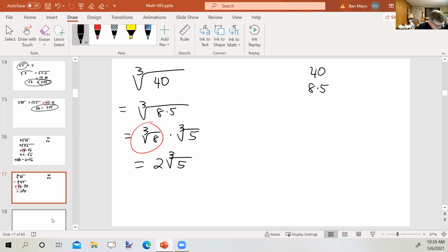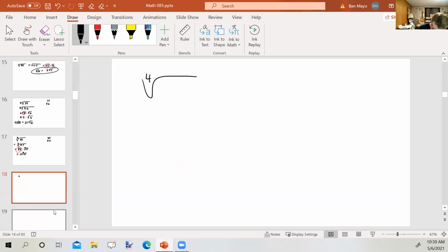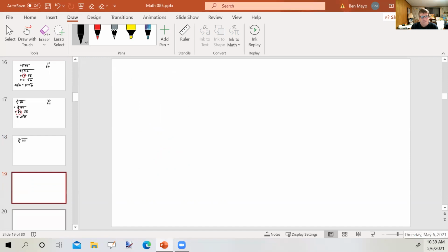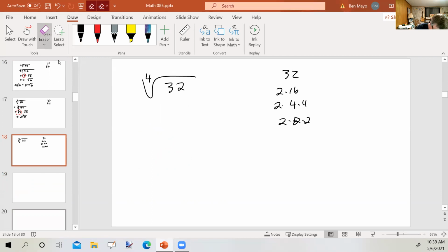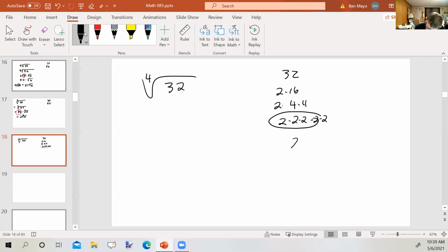All right, another example, the fourth root of 32. So now we're not looking for perfect squares or perfect cubes. We're looking for something raised to the 4th power. Okay, so let's see, 32 is 2 times 16, 2 times 4 times 4, hang on here. Let's see, it would be 2 times 2 times 2 times 2 times 2. Oh, so that would be 2 to the 4th power times 2, or 16 times 2.